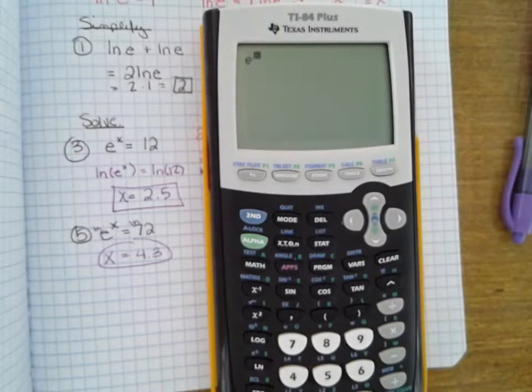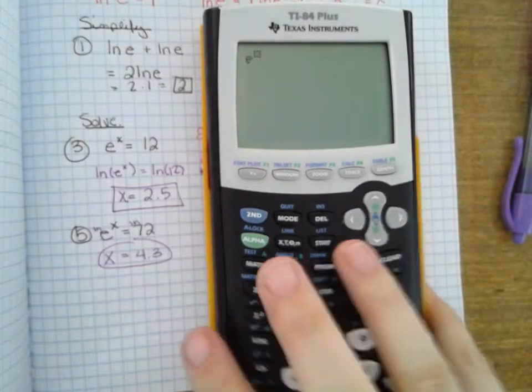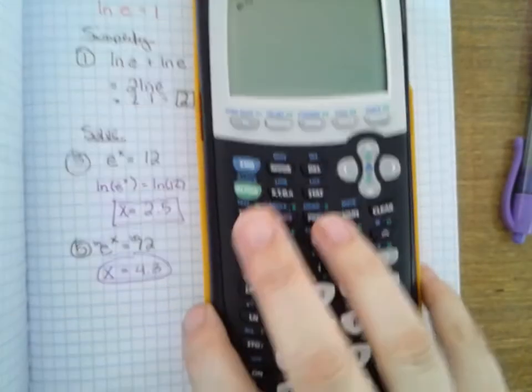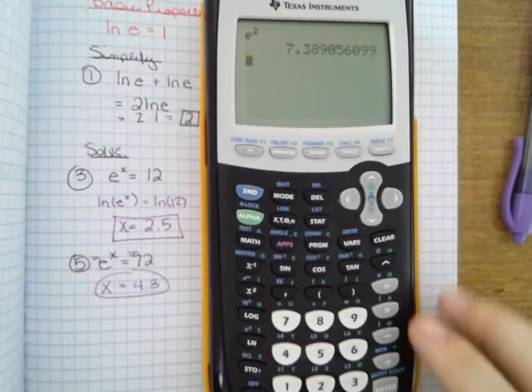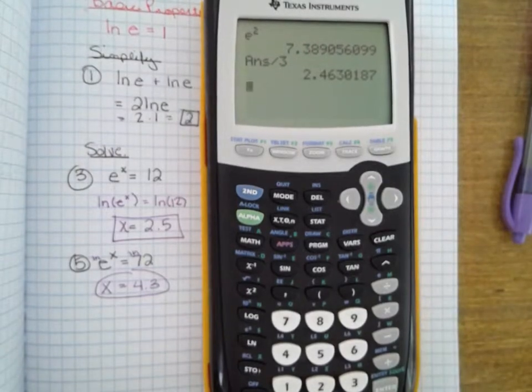So I would do e squared divided by 3, and I got about 2.46 or 2.5.